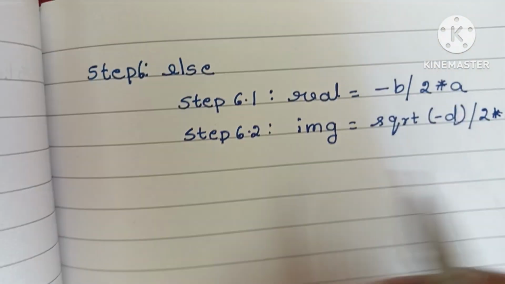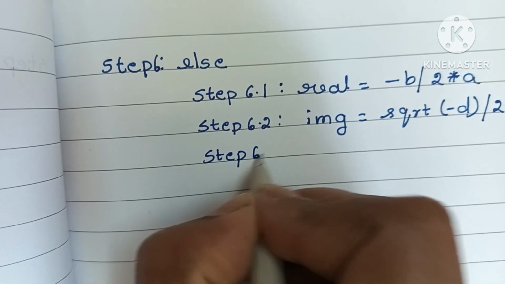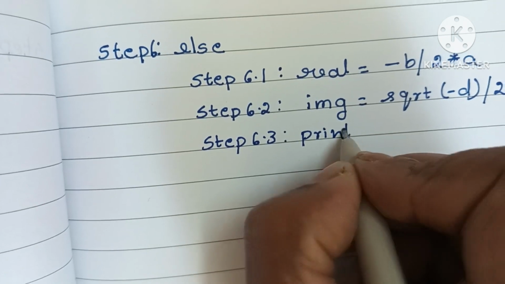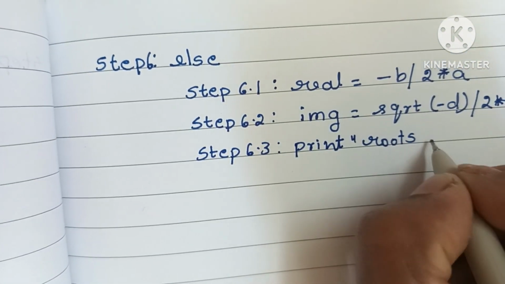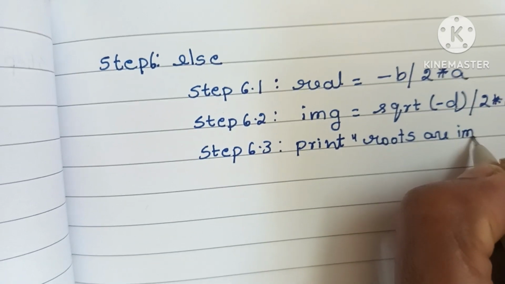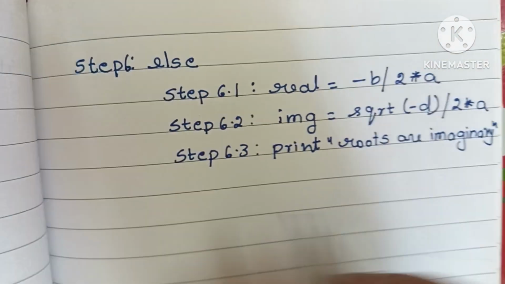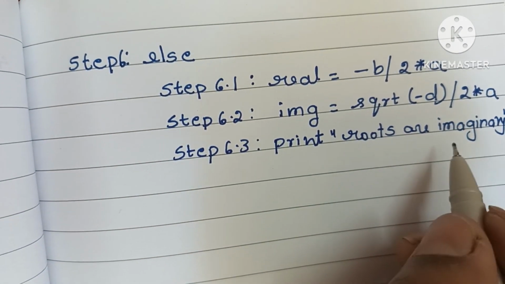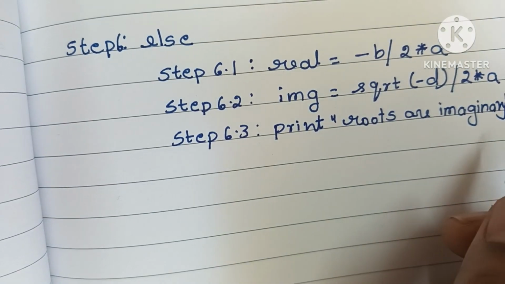In step number 6.3, we have to print roots are imaginary. Roots are imaginary. In step number 6.3, we have to print roots are imaginary. If d value is less than 0, then roots are imaginary.